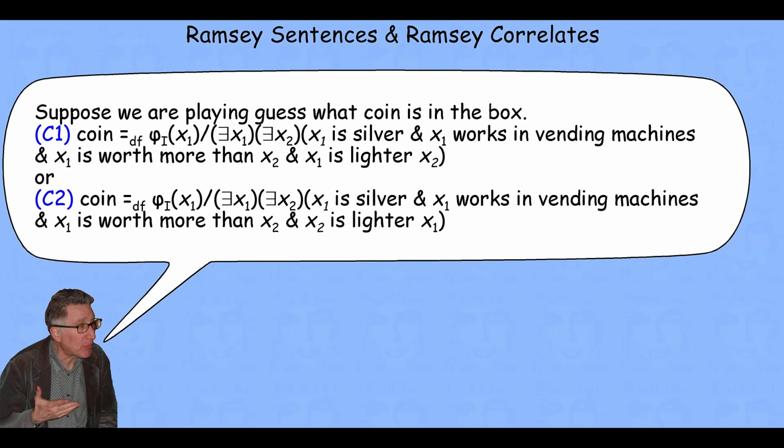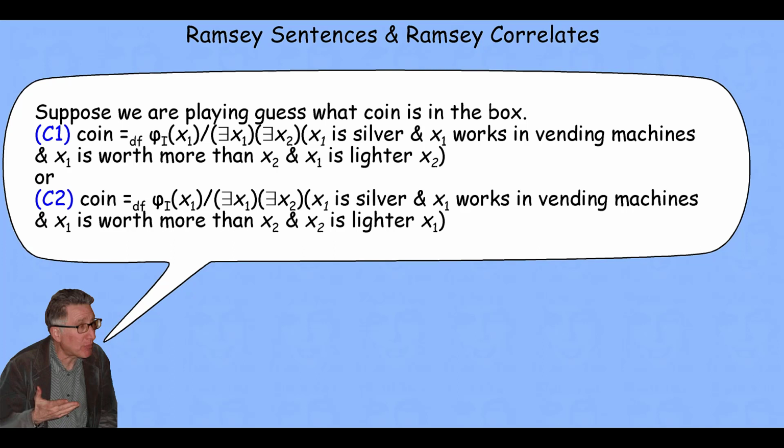They're all silver. They all work in vending machines. X1, the coin we're trying to guess, it's worth more than X2. So it can't be the nickel now. That's the least valuable. And X1 is lighter than X2. So X1 is worth more, but it's lighter than X2. There's only one coin that's worth more than another coin that is also lighter than that coin and is silver and works in a vending machine. That means our coin has to be a dime.